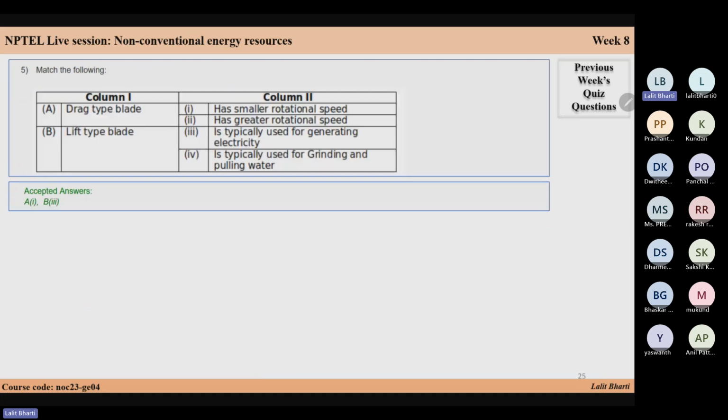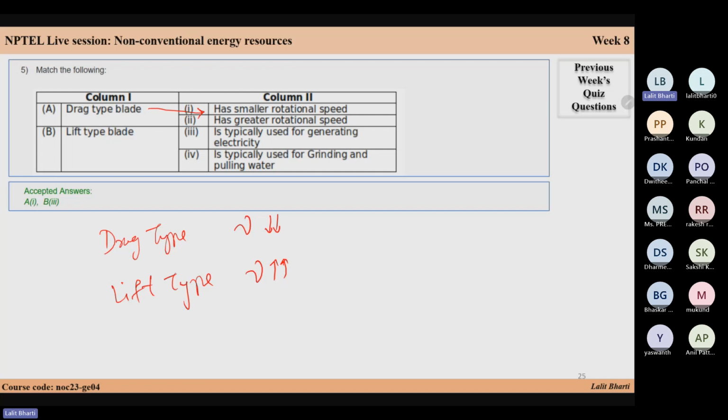Then we have the fifth question. It is again a simple question: the drag type blade and the lift type blade. We know that for the drag type, velocities are low, and for the lift type, the tip velocities are high. So the drag type will have smaller rotation speed, and the lift type will have higher rotation speeds.